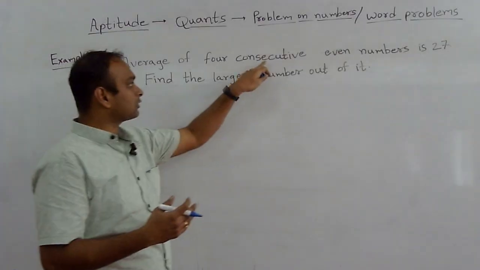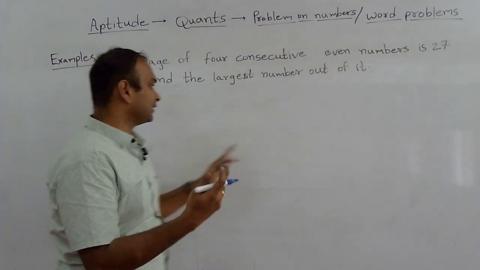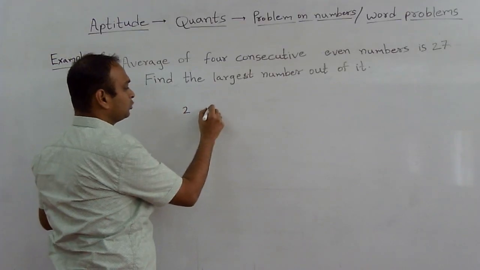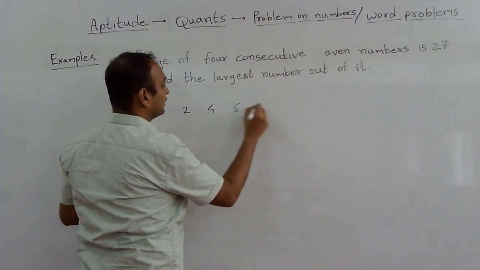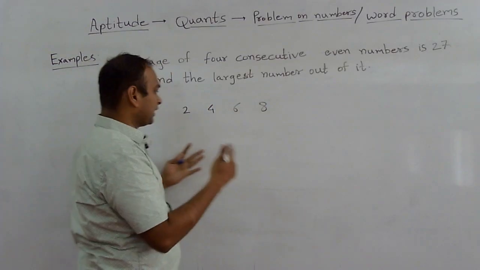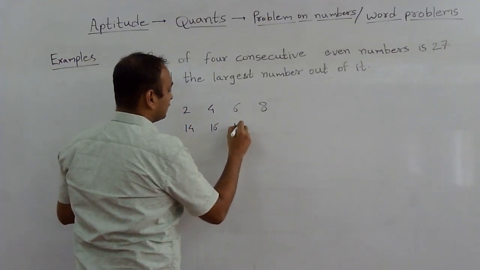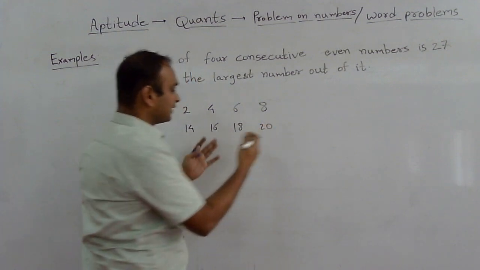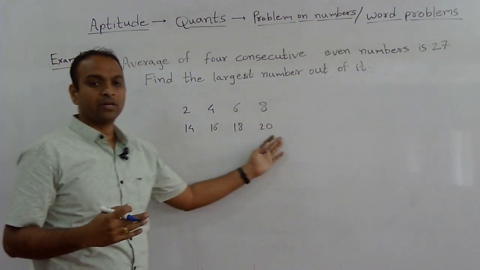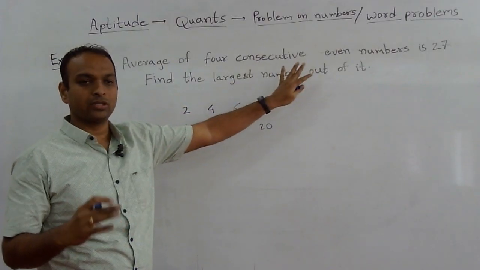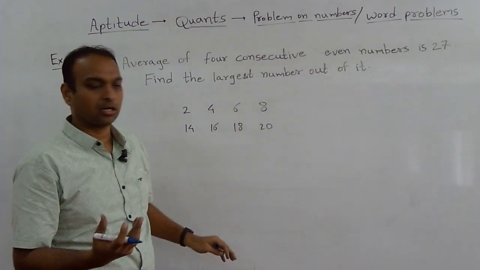Since these are consecutive even numbers, if we consider an example of consecutive even numbers, it may be 2, then 4, then 6, and then 8. Or it may be 14, then maybe 16, then 18, 20. So these are consecutive even numbers. Now we don't know those numbers. We don't have any hint, so we need to consider a variable.